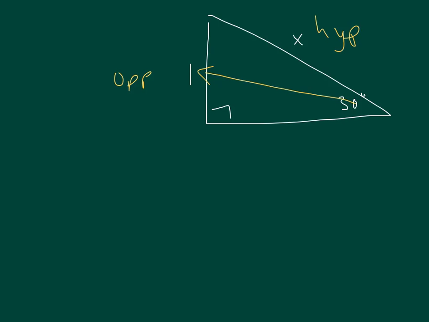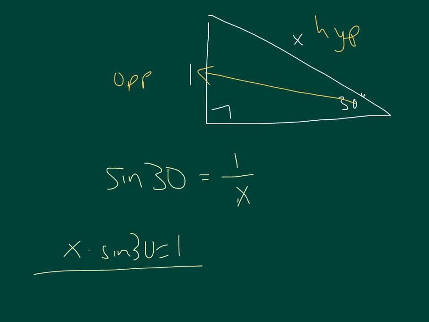Which trig function uses opposite and hypotenuse? Opposite over hypotenuse, that's going to be sine. So the way we set this problem up is we would say that the sine of 30 is equal to 1 over x. To solve this for x, what we need to do is get the x alone. We use our algebra skills. We multiply both sides by x. We get x times sine of 30 equals 1. Divide both sides by sine 30. And we get x is equal to 1 divided by the sine of 30.